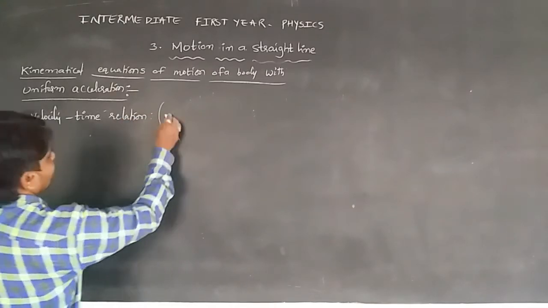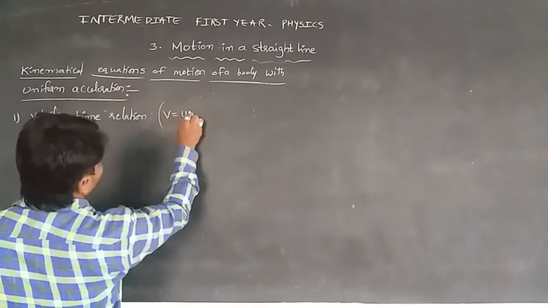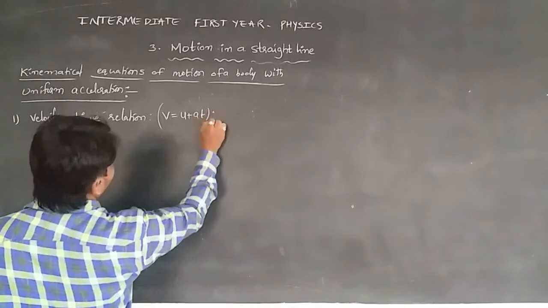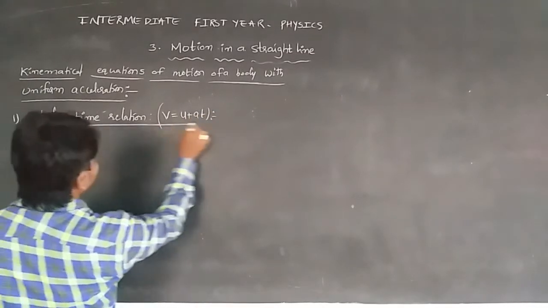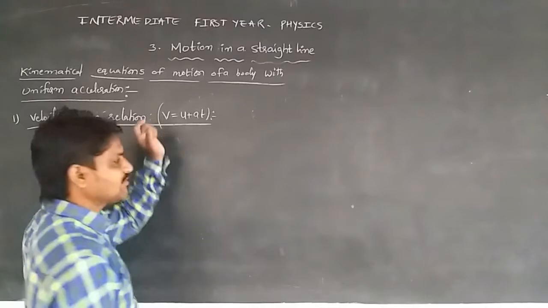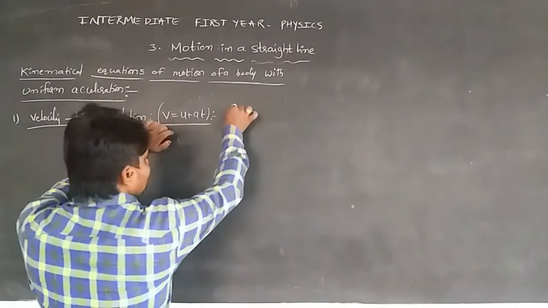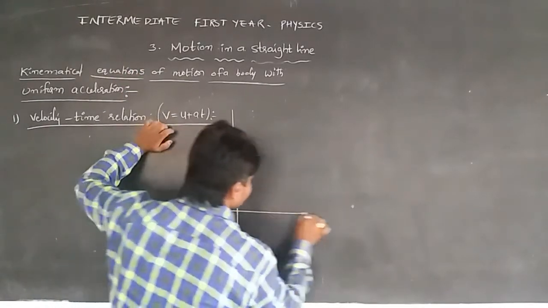That is v is equal to u plus at. v is equal to u plus at. This is the velocity time relation, we can say that. Then by using the graphical treatment, this is the graphical method.